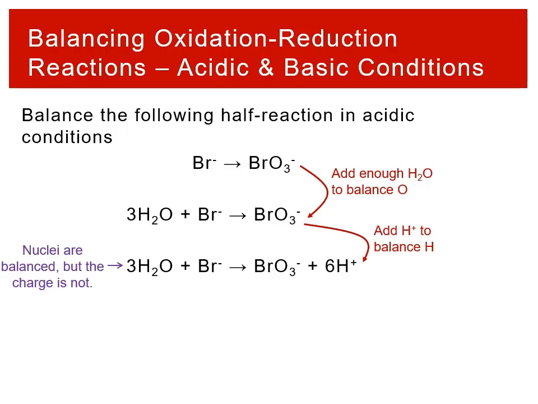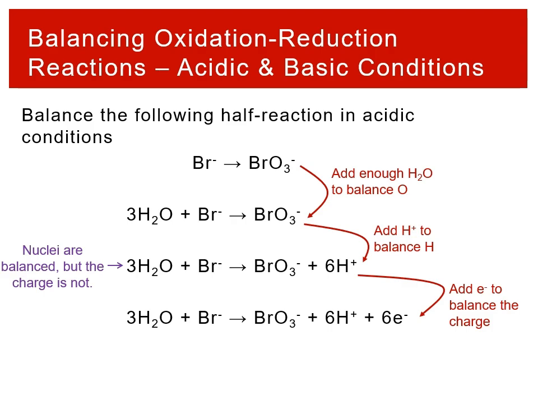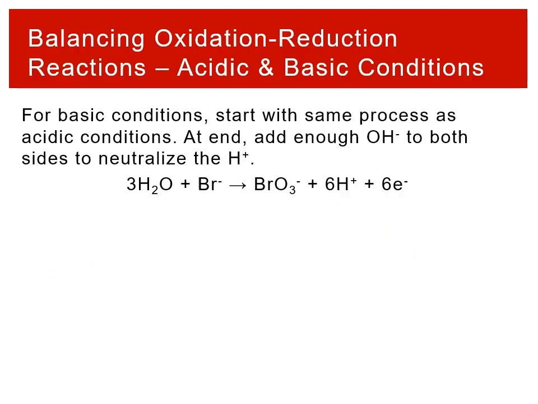And so your nuclei are all balanced now, but your charge isn't. So you add those electrons to balance the charge. This is going to be our standard process for balancing in acidic conditions. And if we actually know we have basic conditions, we're going to go ahead and do this and then modify it. So we go through the same process. We end up with that balanced reaction for acidic conditions.